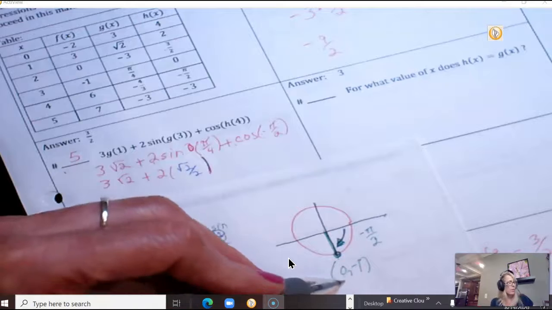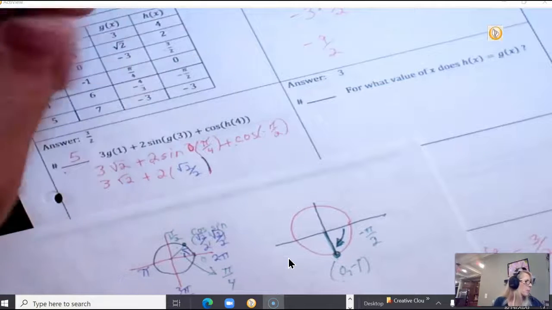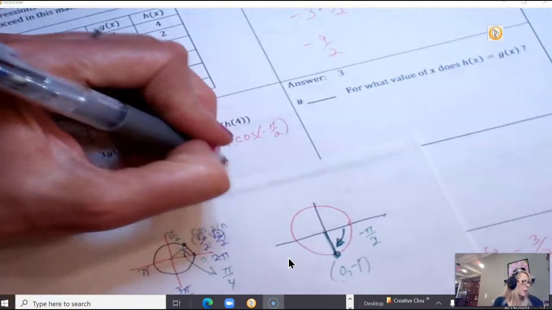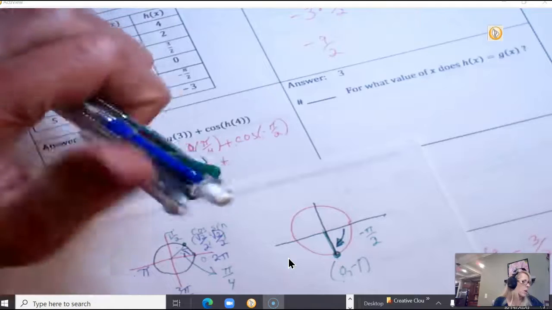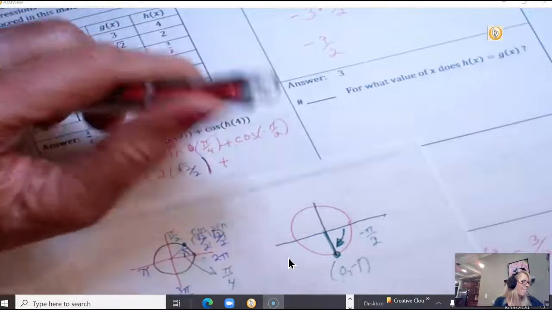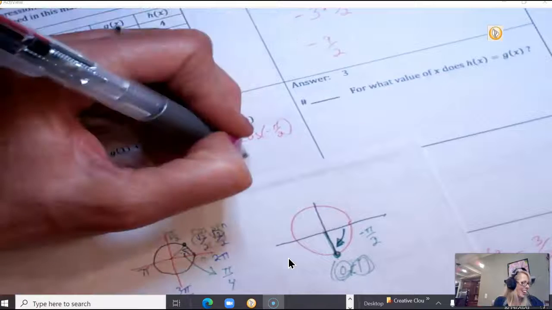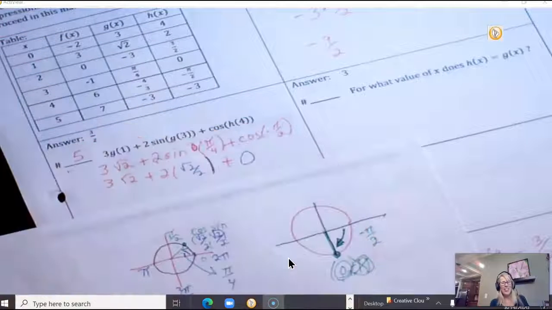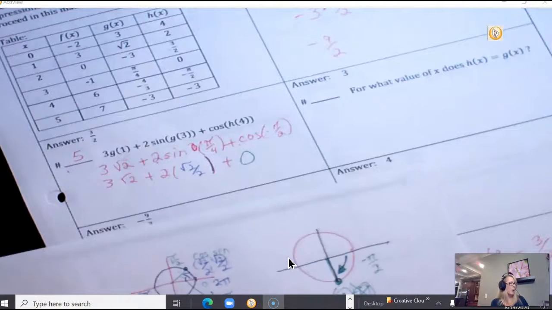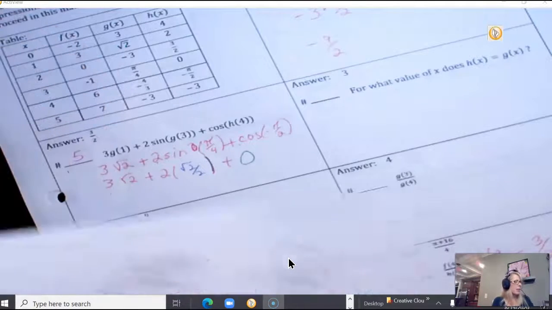So cosine of negative pi over 2 is simply going to be, not negative 1, 0. It's just going to be 0 because that's the cosine of negative pi over 2, the x value. All right. Now that's great. Wouldn't that be nice if we were done?